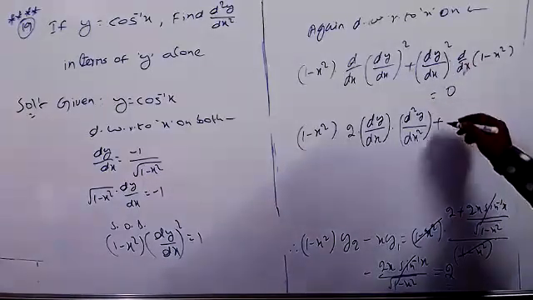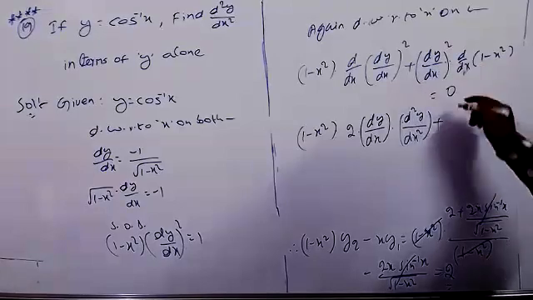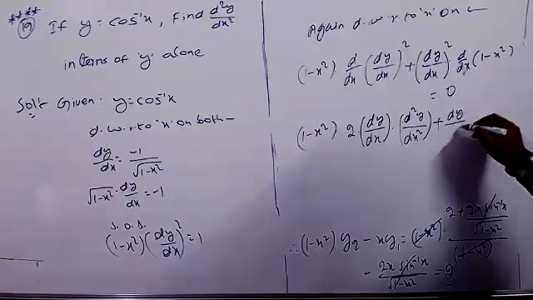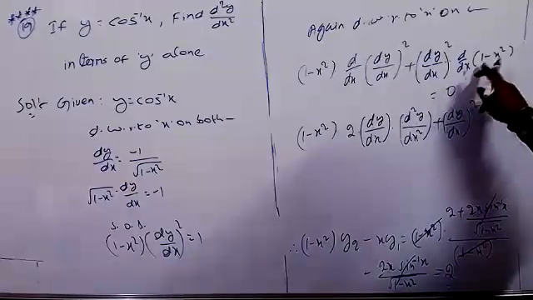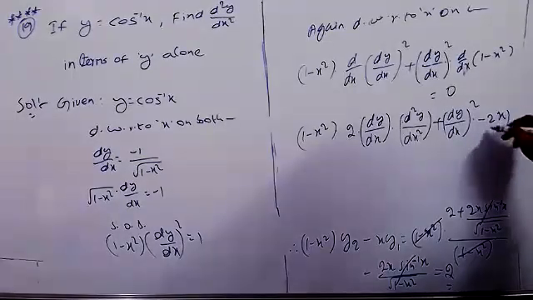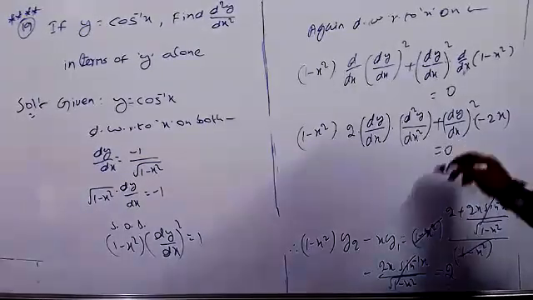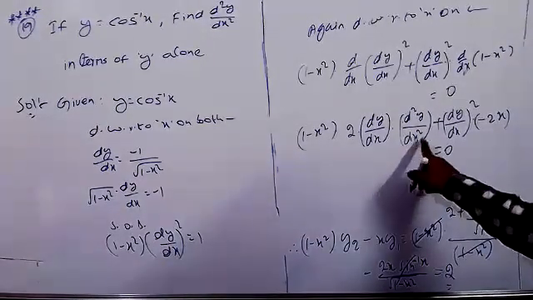Plus dy by dx whole square, this one you can write as it is, or else you can take the value directly. So dy by dx whole square into the differentiation of 1 minus x square, but the differentiation of 1 equal to 0 and minus x square you can write now minus 2x. So clearly we require this value here.